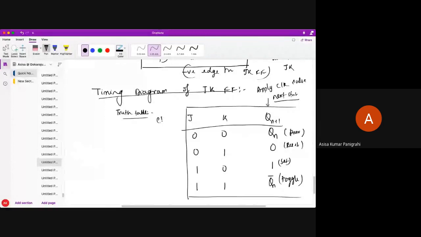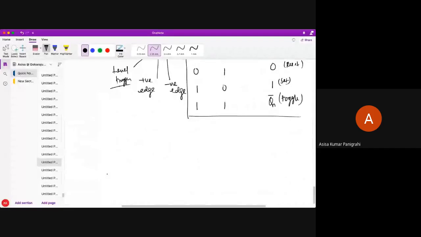Now this clock pulse will be of three types: level, positive, and negative. So positive edge triggered, negative edge triggered, and level triggered. Okay, are you understanding now? I am going to discuss it more in brief in a timing diagram. Just see over here.